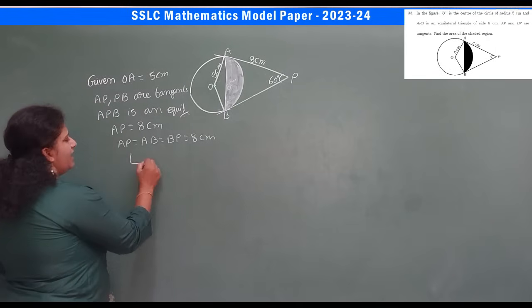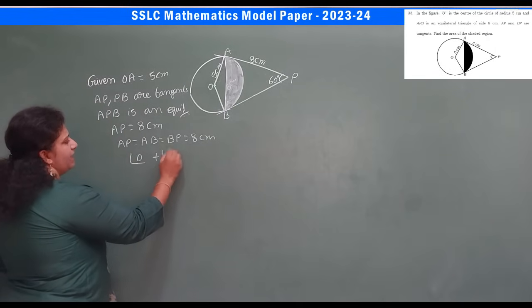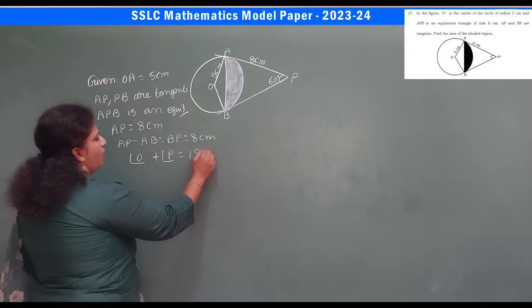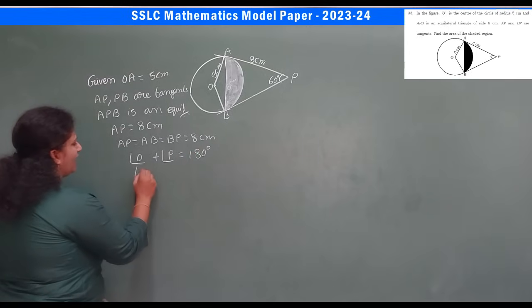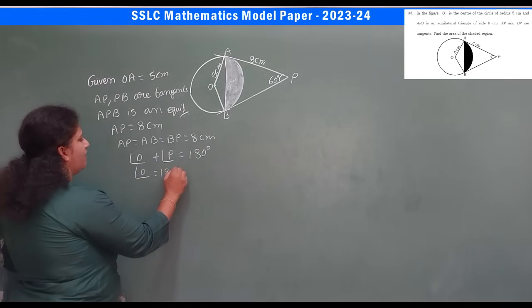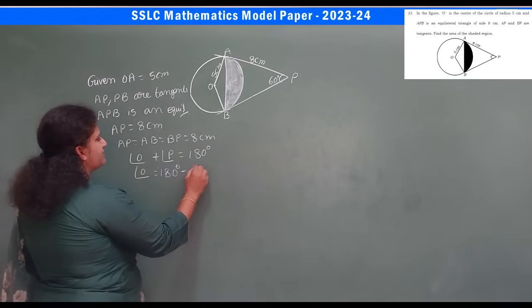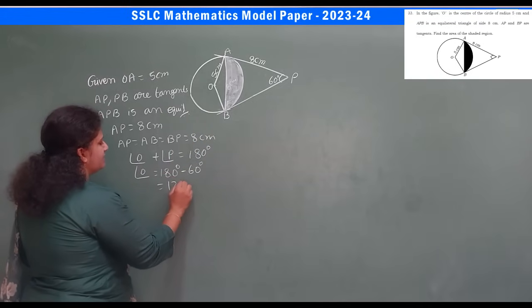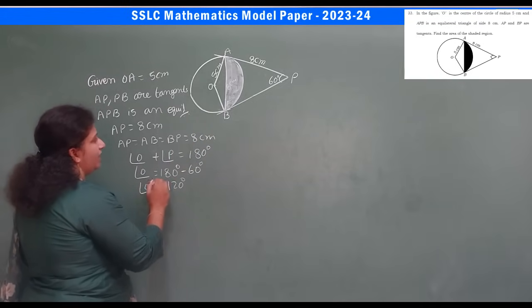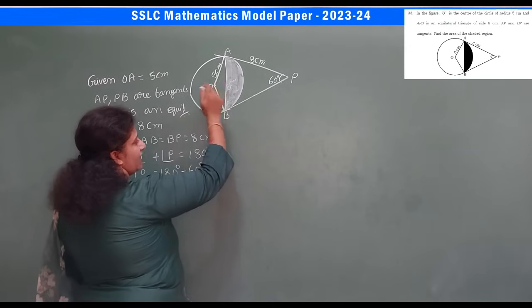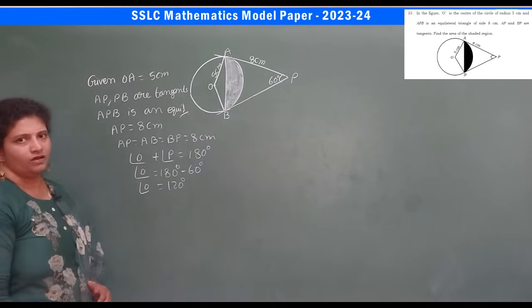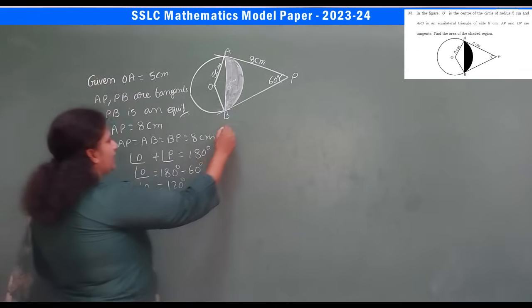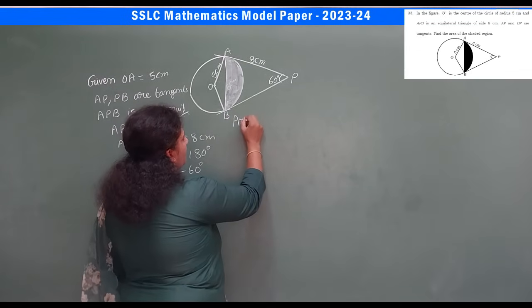Now, in a quadrilateral, the sum of opposite angles is 180. That means angle O plus angle P is equal to 180 degrees. I need angle O, that is 180 minus angle P, which is 60. Sending that to the other side, 180 minus 60 is 120 degrees. Now, the central angle here is 120. Okay, now directly you can take the formula.